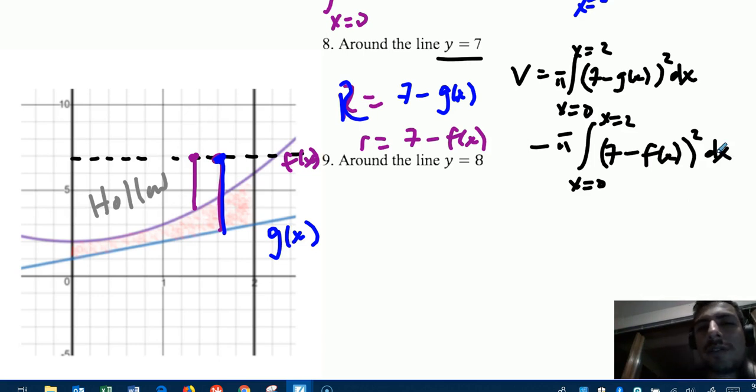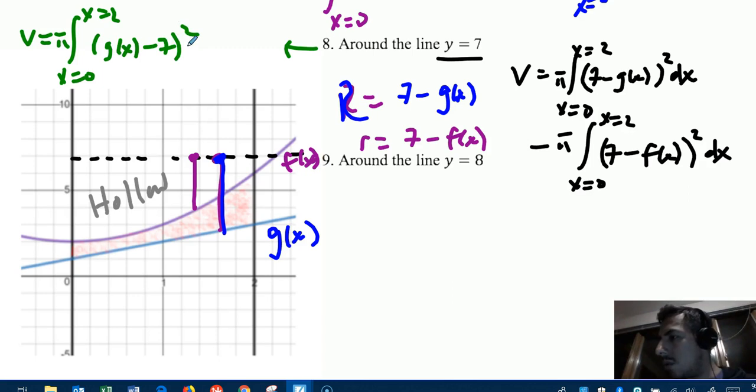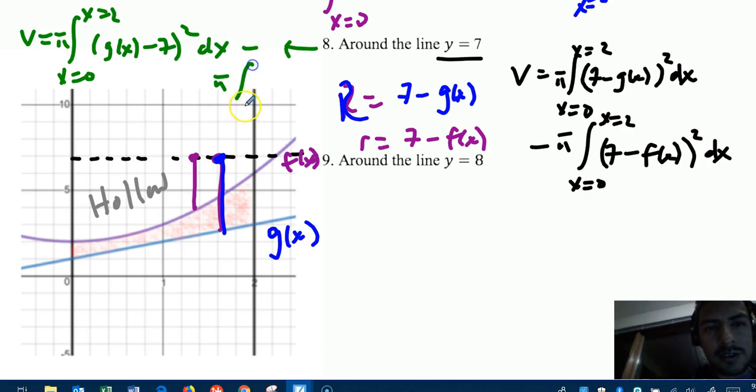You don't actually need to write it this way. You could also write this integral as, I'll write it up here for you, the volume is equal to the integral from x equals 0 to x equals 2 with the pi in front of g of x minus 7 squared dx, and then minus the pi times the integral from x equals 0 to x equals 2 of 7 minus f of x. I'm sorry, f of x minus 7. That's what I want to say.